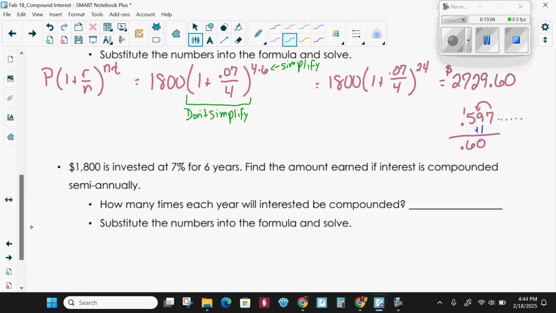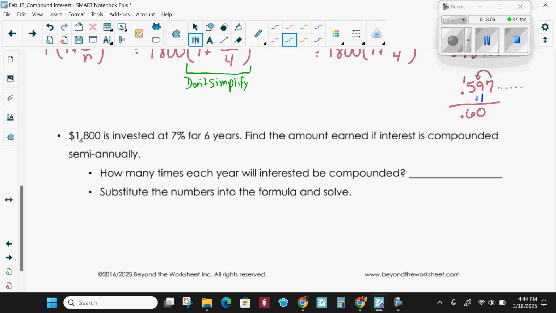Okay, so let's look at this last one. And it says, again, same basic information at the start. The principal, the rate, and the time. But this time our compounding is done semi-annually. So that's 2 times a year. Okay, so again, write the expression here so as you're looking along, we don't have to go back up and look at it.